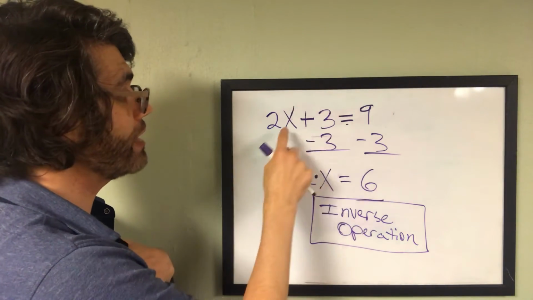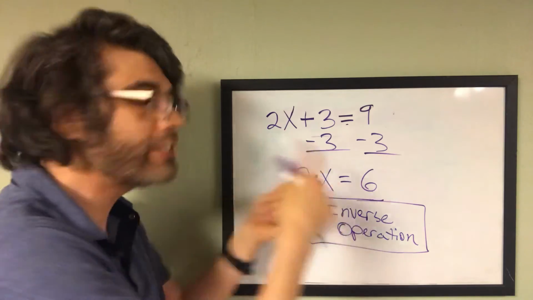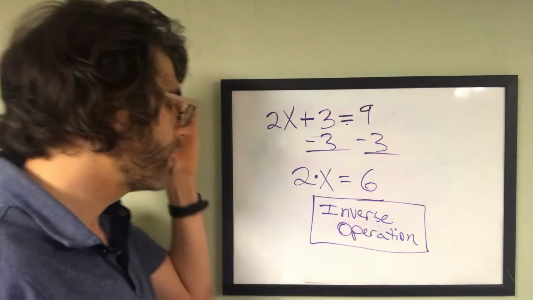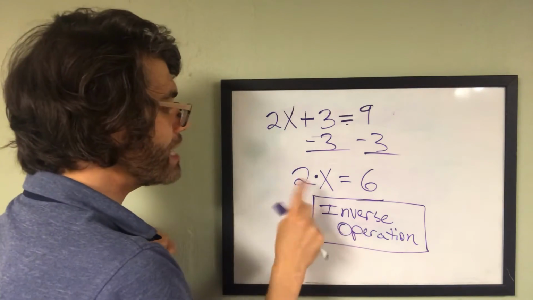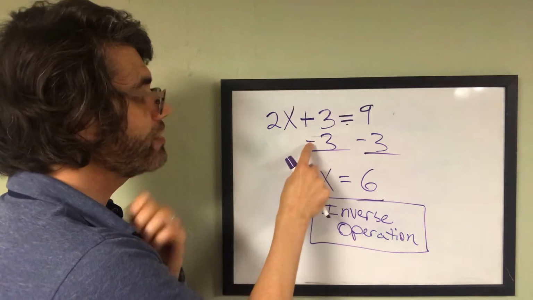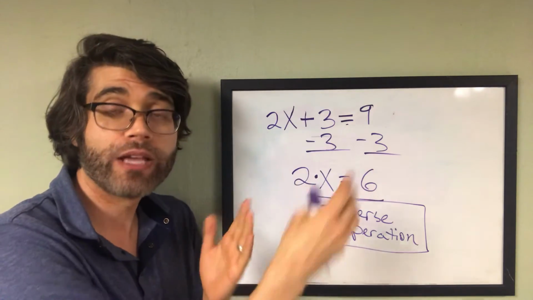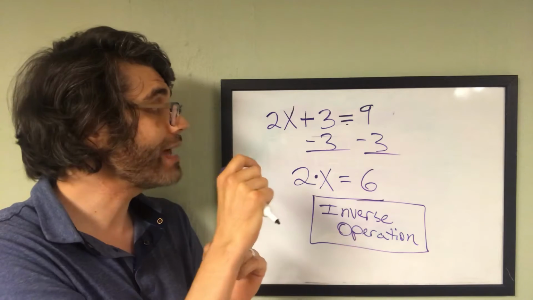We're adding 3 to it. We're multiplying the x by 2. So we need to undo all of those operations so we can get it alone. Okay? So what is the inverse operation of addition? Subtraction. So the inverse operation of subtraction is addition. Okay? So how about multiplication?